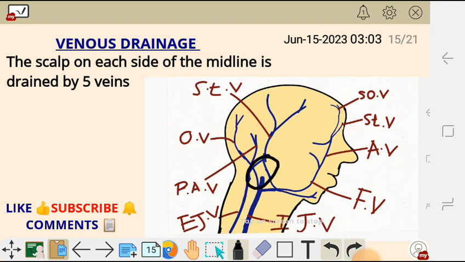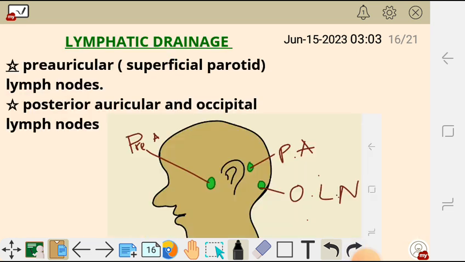Then from there, the posterior branch of the lateral mandibular vein is going to drain into the external jugular vein. We also have the posterior auricular vein, which also drains into the external jugular vein. So that is the venous drainage of the scalp. Now let's move on to the lymphatic drainage.